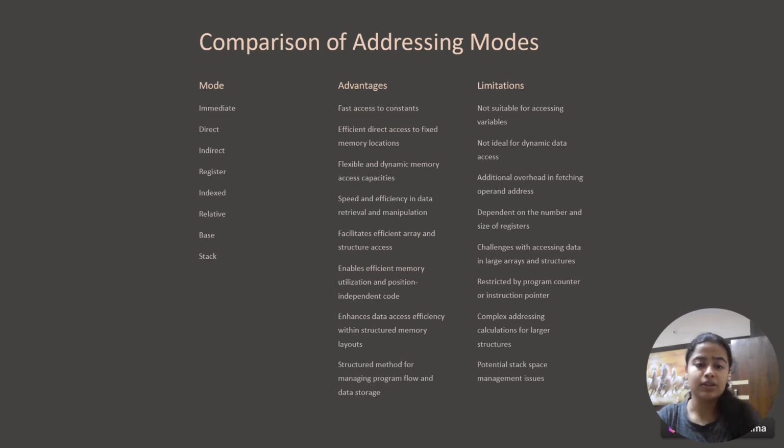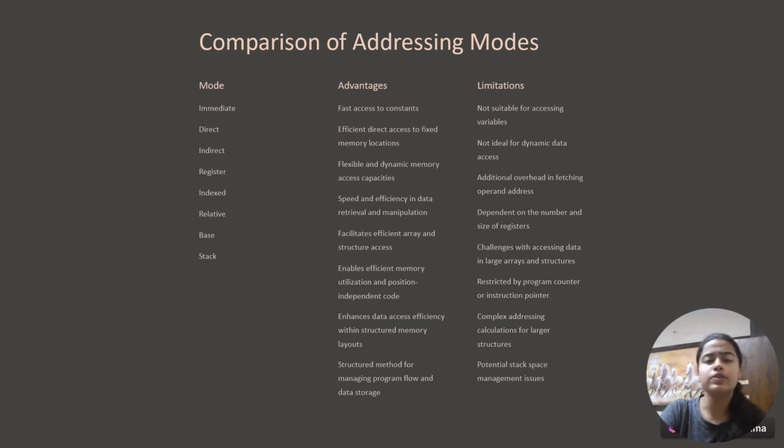Coming to the direct, as I told you, it's efficient enough as you go directly to the exact location of the operand where it is stored. So there are no chances of overhead of the locations or memory addresses. But it fails wherein you can't access the dynamic data present in your memory. Next we have the indirect. As I told you, it is flexible enough so that you traverse through different memory locations, but this leads to overhead in fetching the operand address, because you have to traverse through various memory locations to reach the actual address wherein the operand is stored.